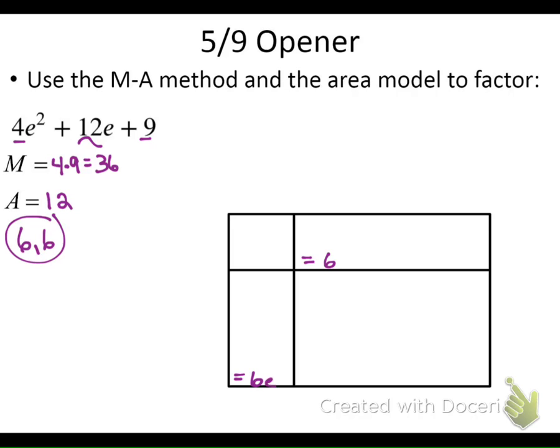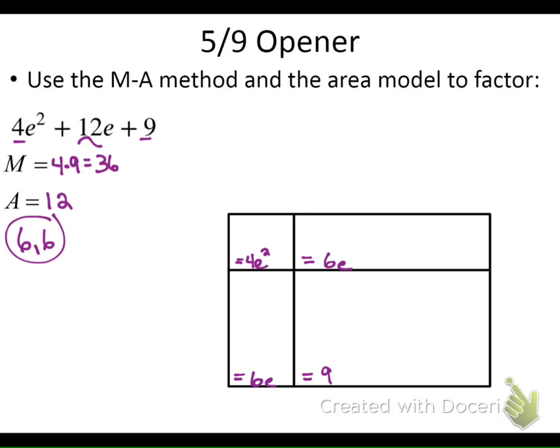Okay, the rest of step 3 tells us to continue filling out the area of each rectangle. So what's the area of my first rectangle? 4e squared. And remember, we put area on the bottom here. And then what's the area of my bottom right rectangle?